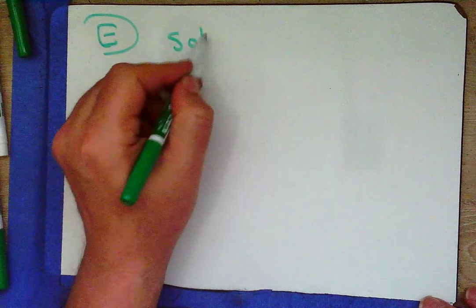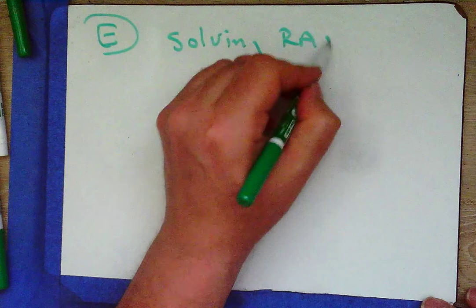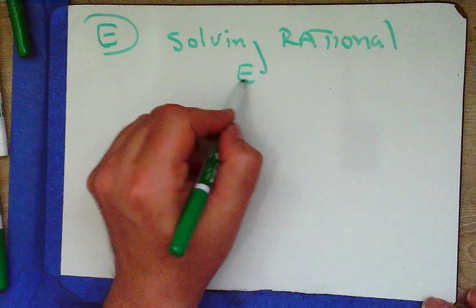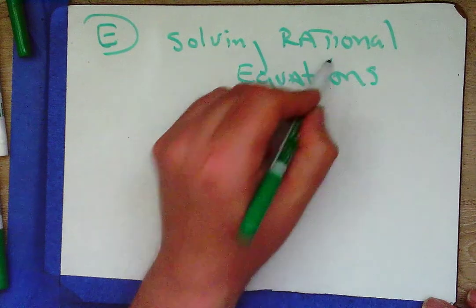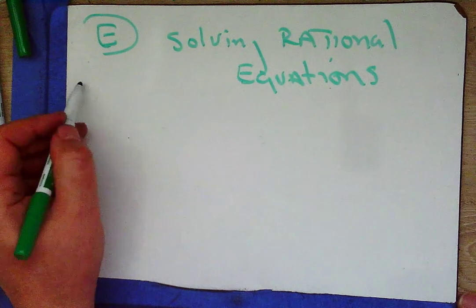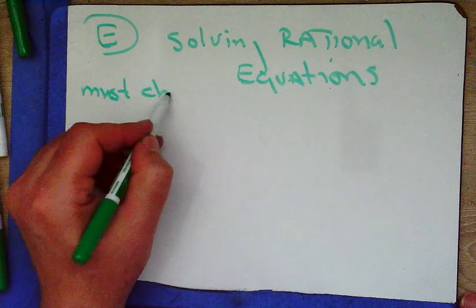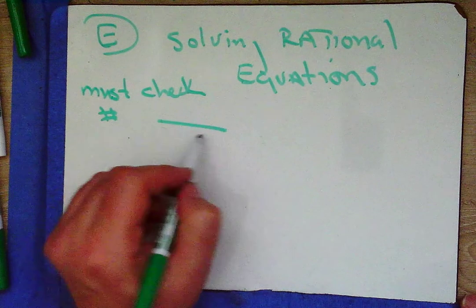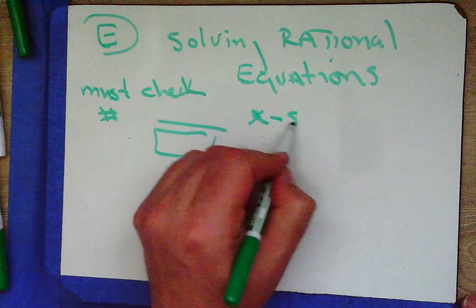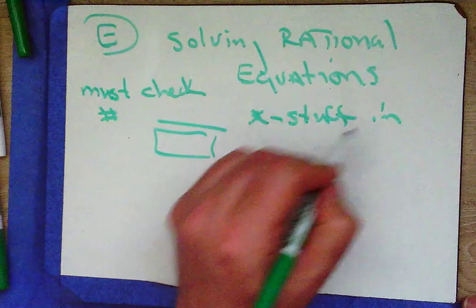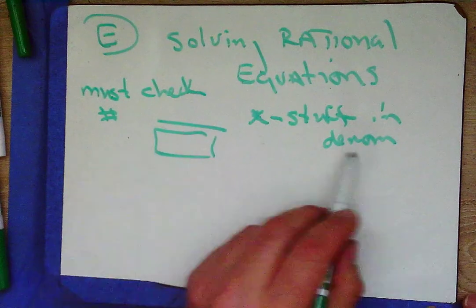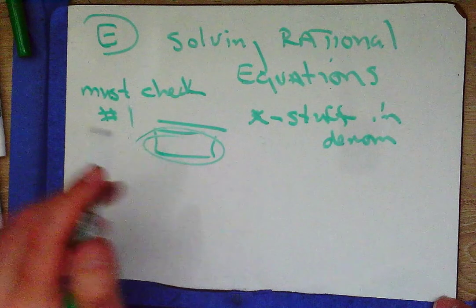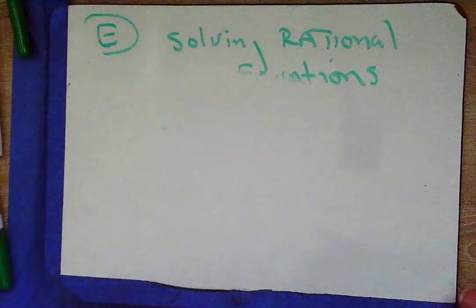All right, the last thing I want to talk about is something that we've already talked about, and that's solving rational equations. And remember, with rational equations, that brings up must check number 1, where if we have x stuff in the denominator. If ever we have x stuff in a denominator, that's must check number 1. Okay. So let's see about these problems.